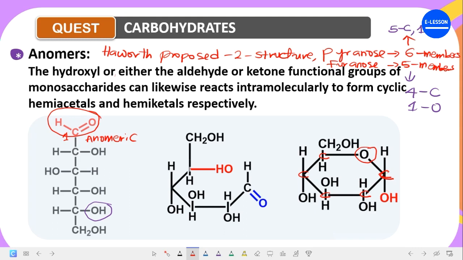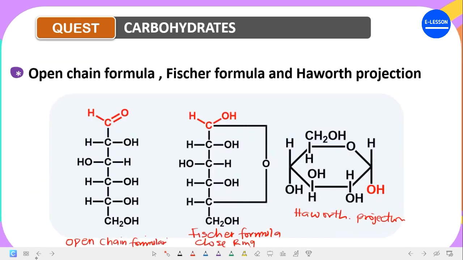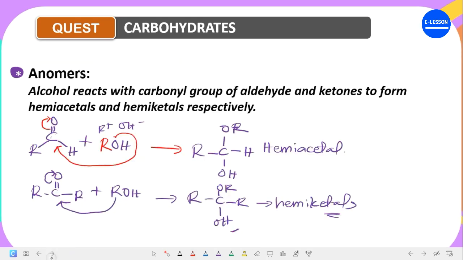So if they give you any structure and they say identify the anomeric carbon, first of all, look at the predominant functional group. We said there are 2 predominant functional groups in all carbohydrates. The 2 predominant functional groups are the aldehyde and the ketone. So when they say what is the anomeric carbon, first of all, look for where the aldehyde functional group is. That position is where the anomeric carbon is. For the open chain projection, I told you different types of projection, right? Open chain formula or projection.